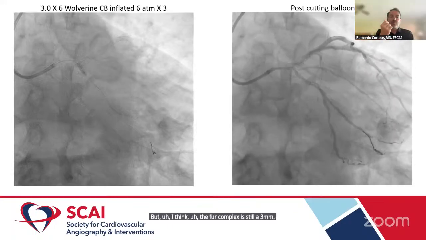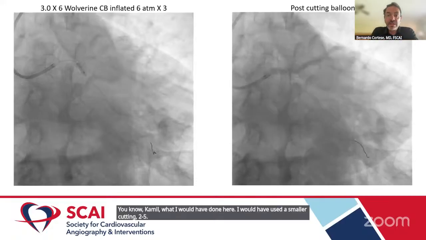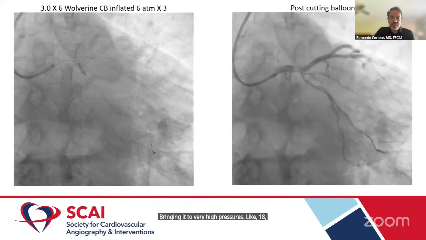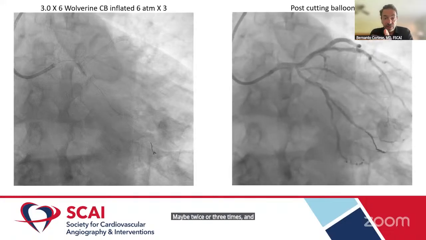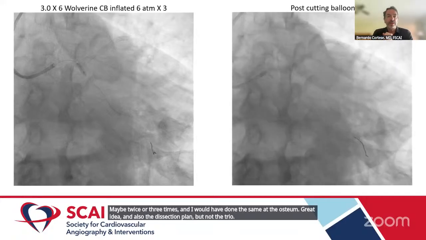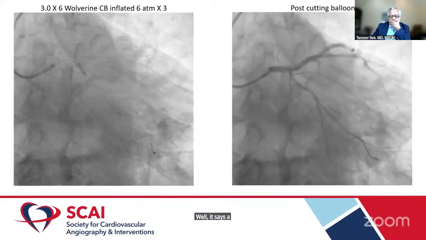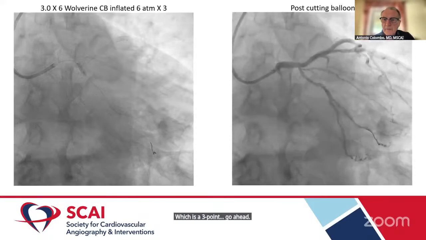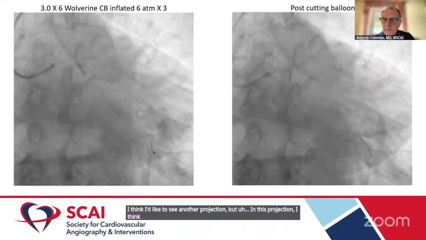Tanvir, what I would have done here, I would have used a smaller cutting balloon, 2.5, bringing it to very high pressures, like 18, like 16, going slowly, maybe twice or 3 times. And I would have done the same at the ostium, and also the dissection plane, but not the 3.0. I agree with you, not the 3.0, the 2.5 at high pressure. I think the result is fine. I'd like to see another projection, but in this projection, I think the result is ready for DCB.